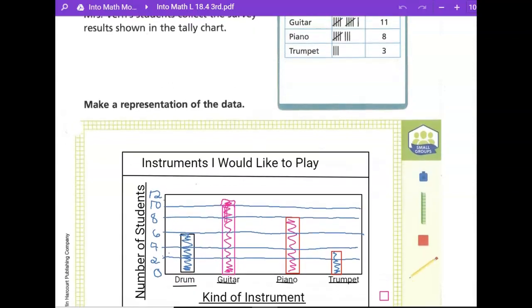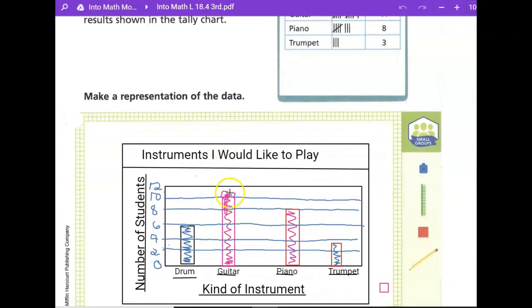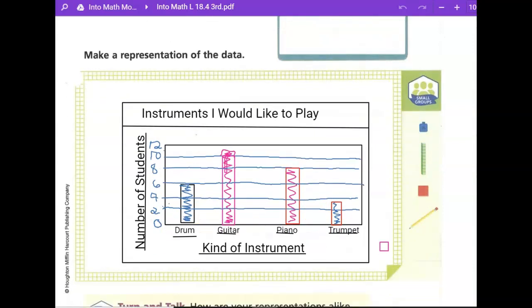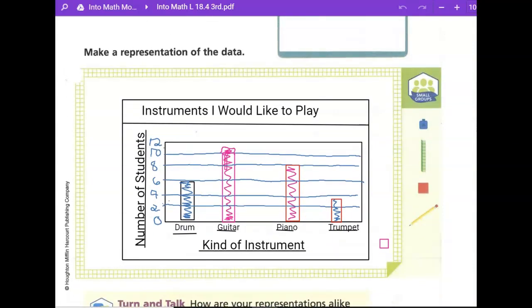And then the guitar says 11. Now I had to go halfway between 10 and 12 to get to 11. And I shaded that in. And then I did the piano, which was 9, and the trumpet, which was 3. If you're at home watching or at school watching, you need to stop your video and construct a bar graph with a title, with your scale, and the thing that identifies what your numbers stand for, and a label down here.